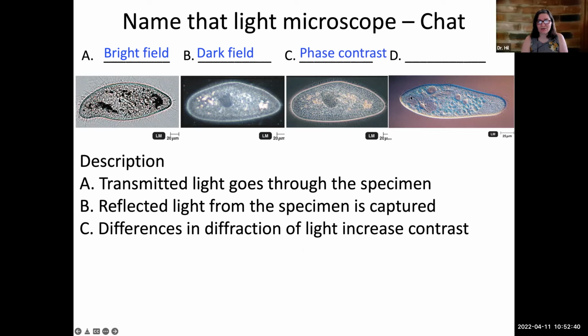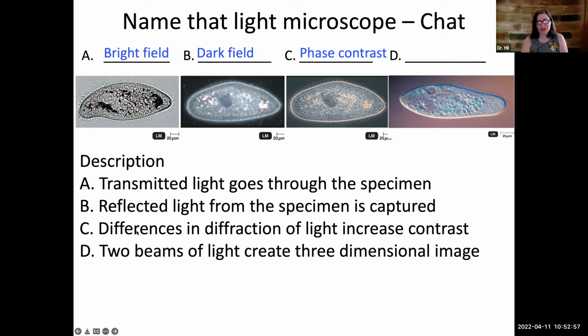And last but not least, over here, we have my favorite microscope, which gives us, for a light microscope, quite good resolution, and especially gives us a beautiful picture of the topography or the three-dimensional surface. That's right. That is known as differential interference contrast, and it's generated by using 2 beams of light to create a three-dimensional image.